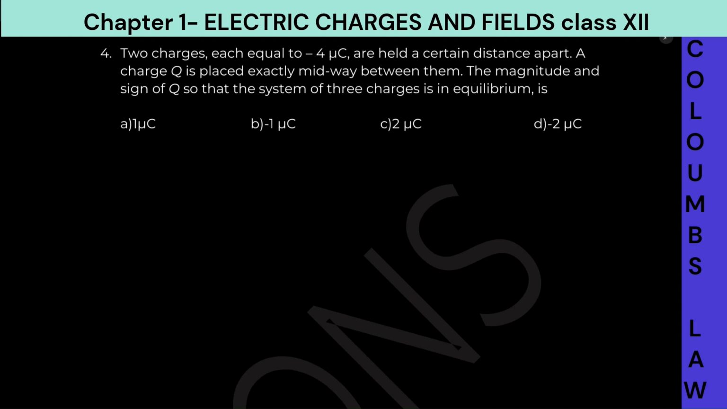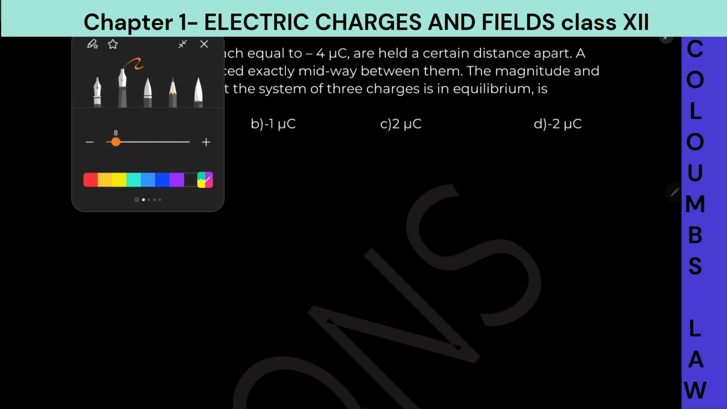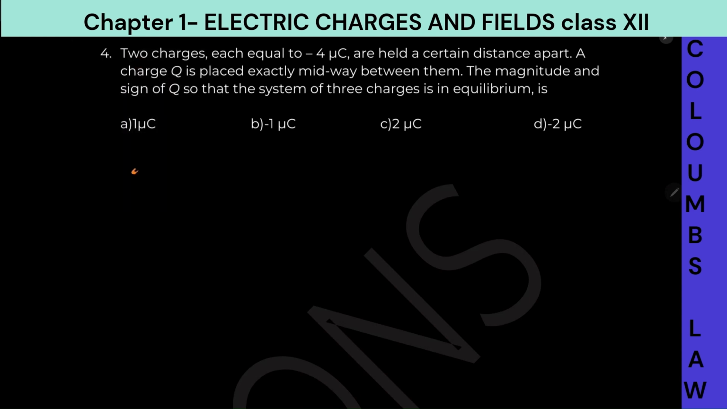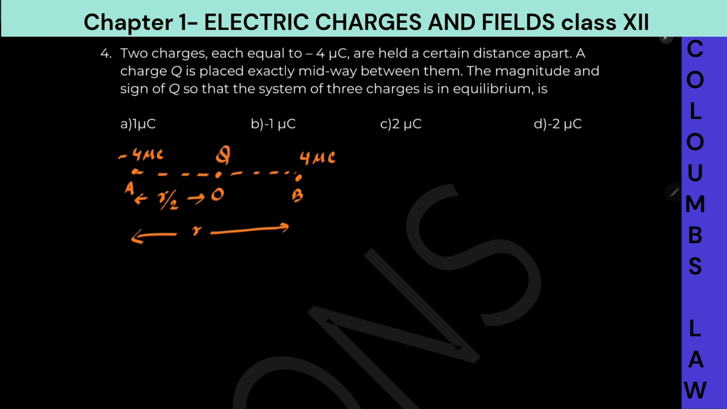Clear? So let's make a rough diagram. Let's say this is our A and this is our B, and this is the line joining the two charges. Here this is our O. The separation between A and B is R, so the gap from each to O will be R by 2. Charge Q1 will be -4 microcoulomb as per the question, and this will also be -4 microcoulomb. This is our center Q. I hope this is clear.